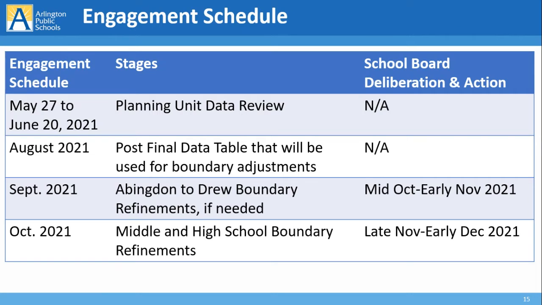As far as the engagement schedule, we will also have an engagement schedule posted around August for Abingdon to Drew boundary refinements. And for middle and high school boundary refinements, we will do that engagement process in October of 2021. And the school board deliberations and actions are in that last column. For Abingdon and Drew, it would be sometime mid-October to early November, and for middle and high school boundary refinements, it would be late November to early December.